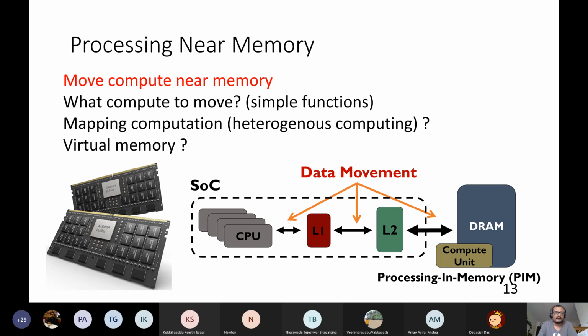At a high level, this is the idea, where you delegate a few simple computations which are happening regularly. You can take the example of any ML application, right? That operates on, let's say, matrices, and mostly the computations are multiplication, addition, or something like that. For that, there's no need to go back and forth between the CPU and DRAM. You can actually put a small compute unit which can do the job for you, right? So that's what PIM, or processing near memory, is.